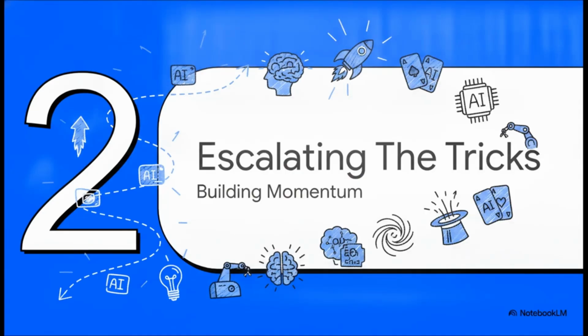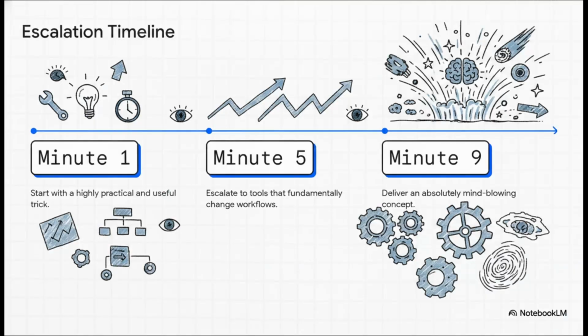Moving on to section 2, escalating the tricks and building momentum. Now, the source dictates that you have to walk through these 10 tricks in a very specific order of increasing impact. At minute 1, you start off with something highly practical and useful, just good, solid advice. Then, by minute 5, you escalate. You start showing striking visual before and after comparisons of workflows. And then, by minute 9, the climax of the whole presentation, you deliver the mind-blowing stuff, real-world success stories of people making actual money with these tools. This steady progression ensures the viewer is constantly on the edge of their seat, anticipating what on earth the next trick is going to be.